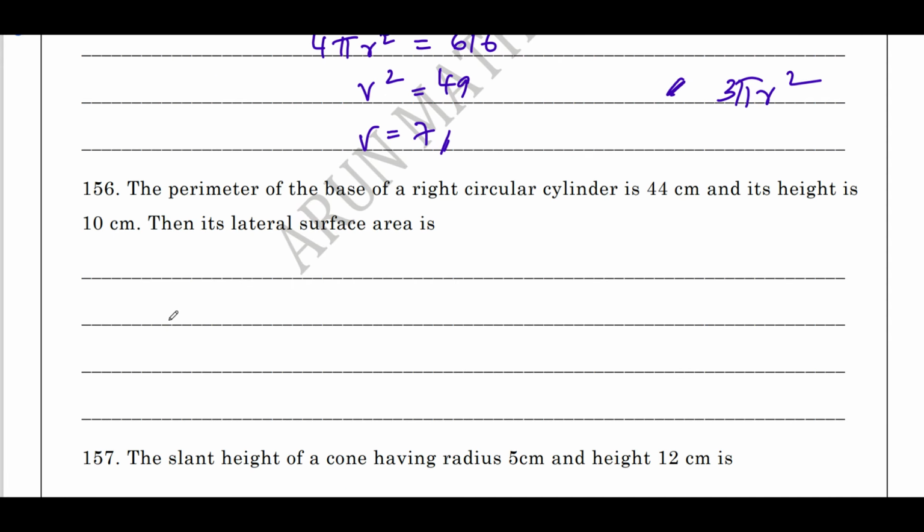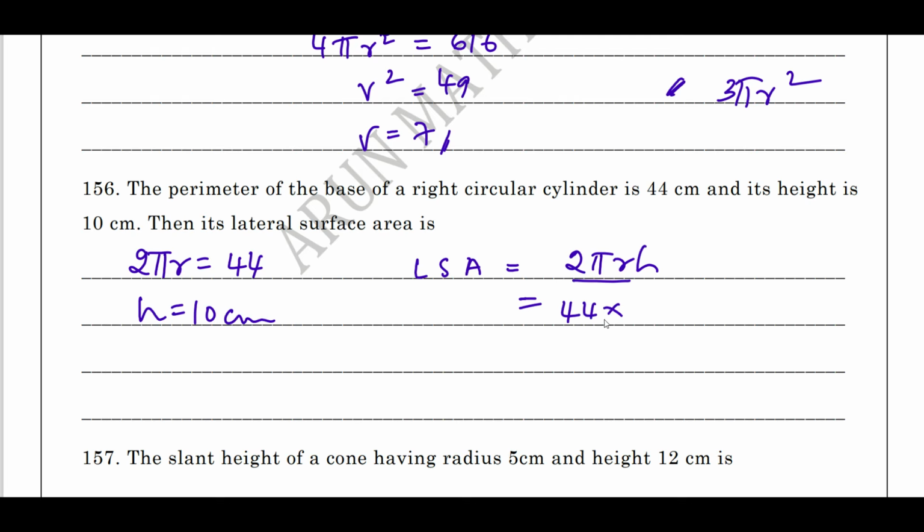Question number 156. The perimeter of the base of the right circular cylinder is 44. The perimeter is given by the formula 2 pi r equals 44. Then the height is what? 10 centimeter. We need to find out the LSA of the cylinder. LSA of a cylinder is given by the formula 2 pi r h. What is the value of 2 pi r? 44, into height, which is 10. Therefore 44 into 10 is 440 centimeter square.